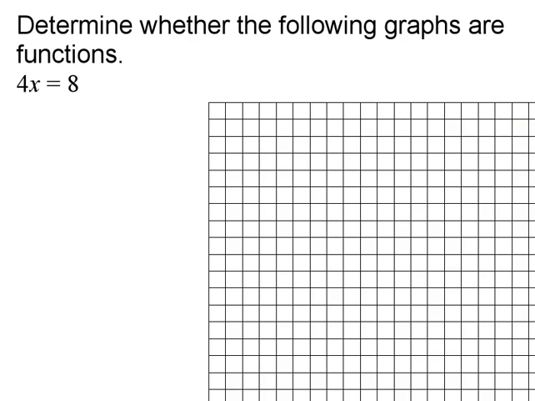If I just gave you the problem 4x equals 8, what would you do? Divide by 4. And so when I do that, I get x to equal what? 2. There we go.